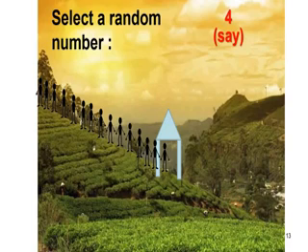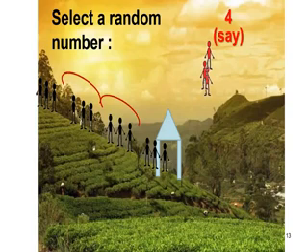Now we select a random number, through the lottery method or some other method of selecting a random number. Suppose the random number is 4. So we select the fourth individual, and then the next fourth one, and the next fourth one, and this comprises our sample. We continue in this way until we get our required sample size.